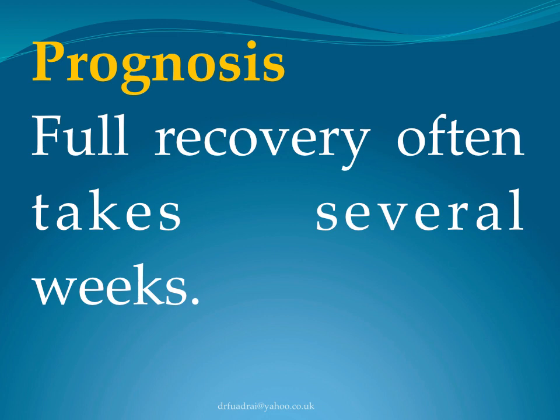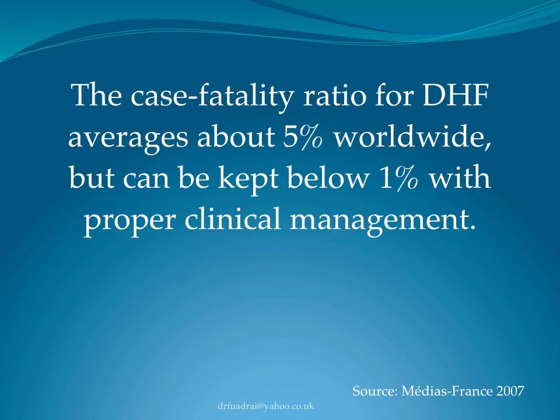Typical dengue is fatal in less than 1% of cases. The acute phase of the illness with fever and myalgia lasts about 1 to 2 weeks. Convalescence is accompanied by a feeling of weakness, and full recovery often takes several weeks. The case fatality ratio of dengue hemorrhagic fever averages about 5% worldwide, but it can be kept below 1% with proper clinical management.